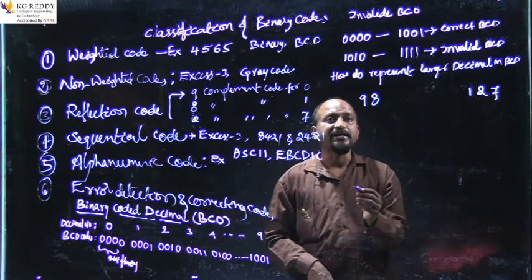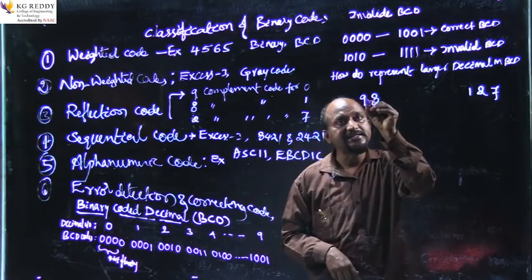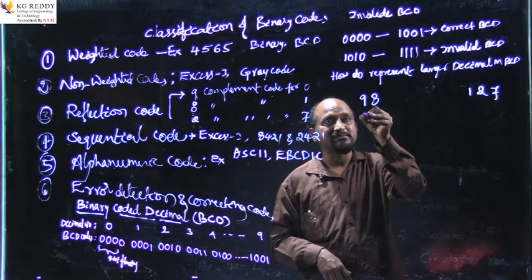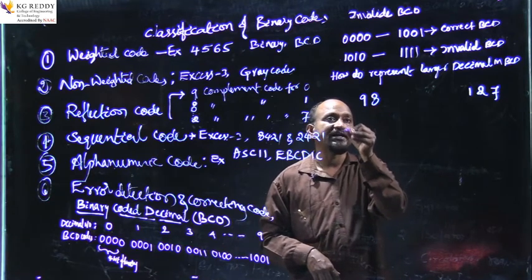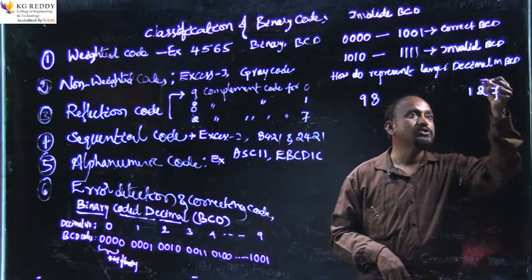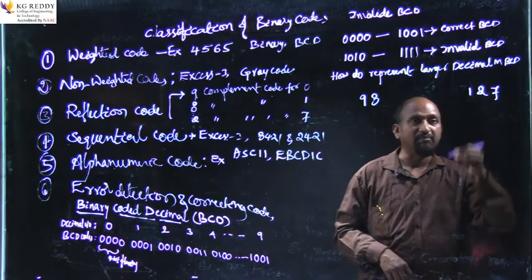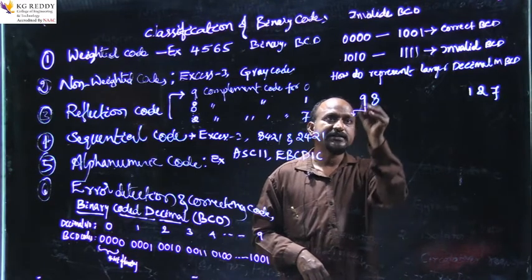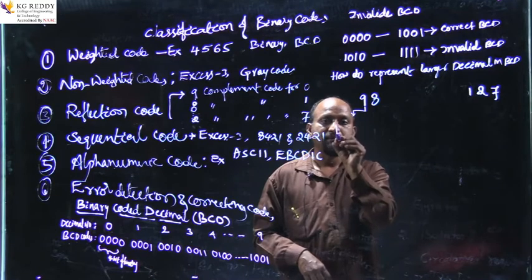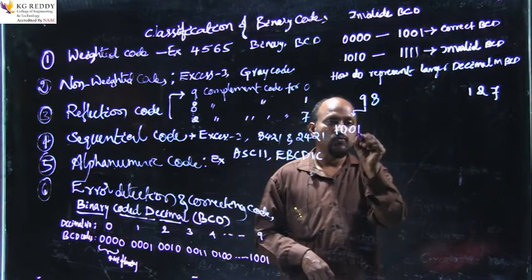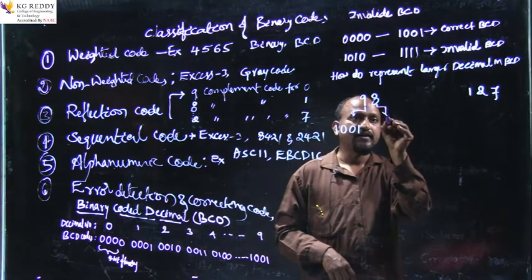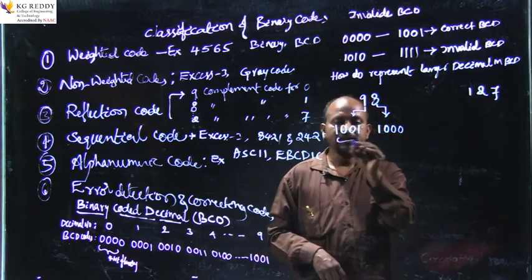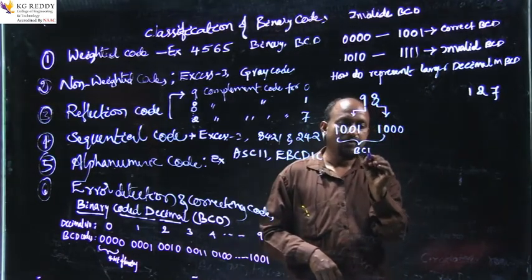For the BCD of 98, as I told you, each digit in the decimal should be a 4 bit binary. So each digit in the decimal number should be represented as a set of 4 bits of binary. That means 9 is the binary 1001, and 8 is another 4 bit binary, 1000. This is the BCD of 98.